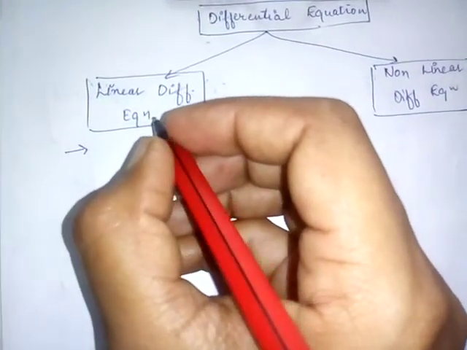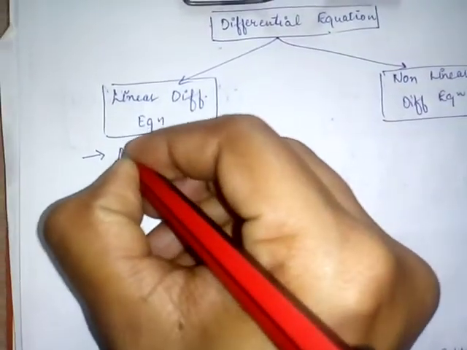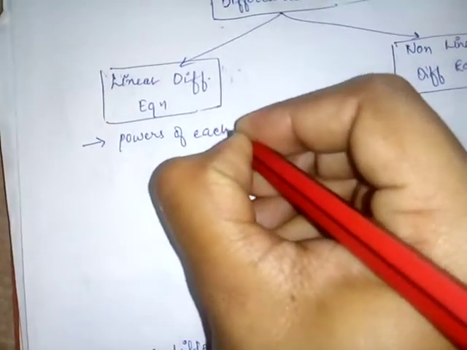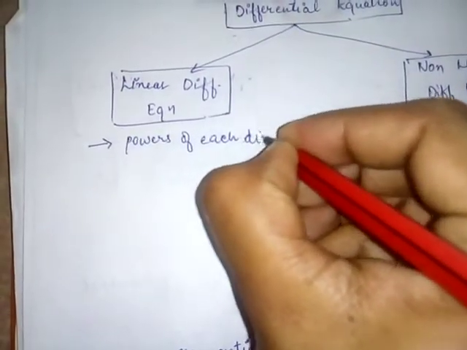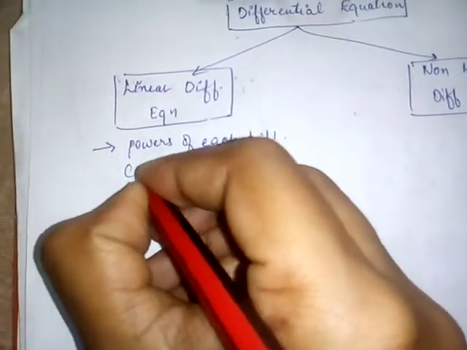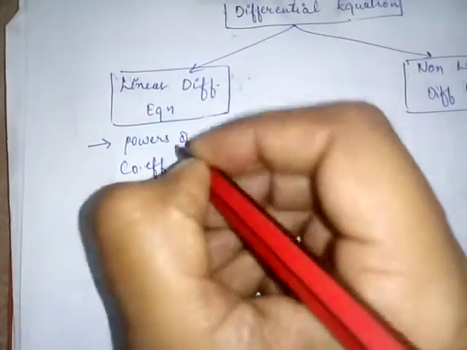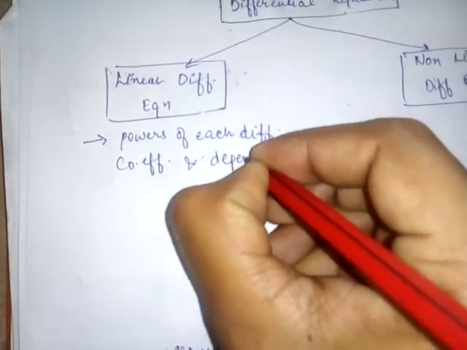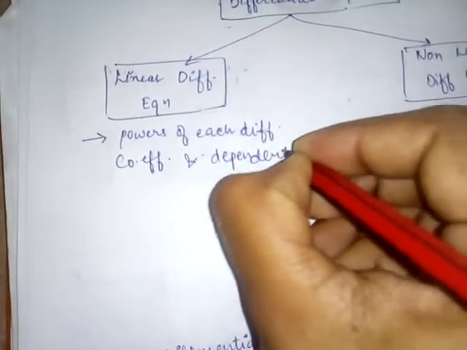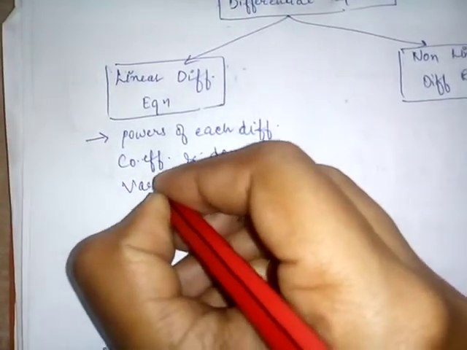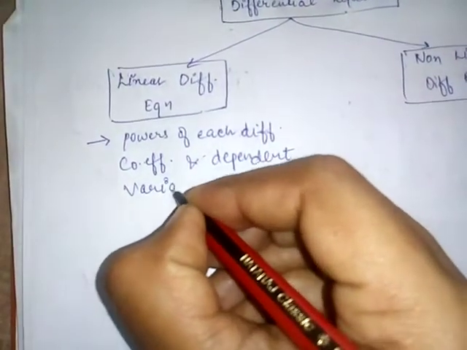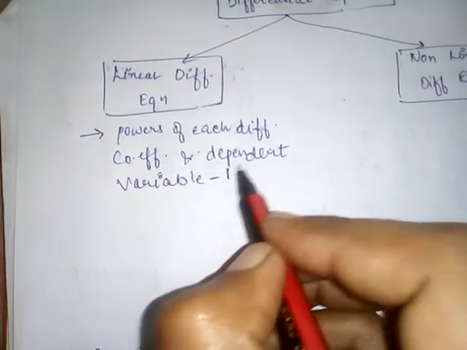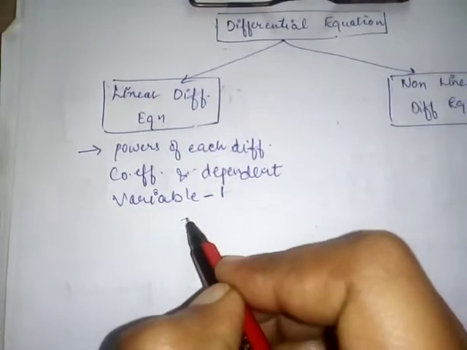Powers of each differential coefficient and dependent variable should be 1. Power of each differential coefficient and dependent variable should be 1.